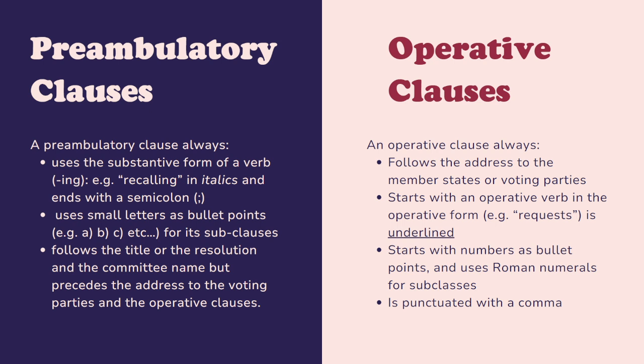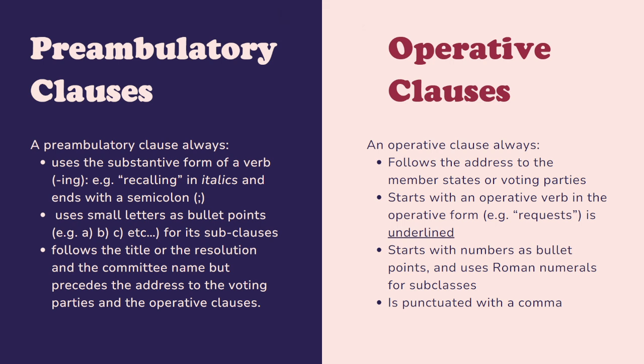An operative clause always follows the address to the member states or voting parties. It starts with an operative verb in the operative form, for example, request, and it's usually underlined. It starts with numbers, so your first operative clause will be numbered 1 dot, and then you have your operative clause. The next one will be 2 dot and so on. You also use Roman numerals for its subclauses, and it's punctuated with a comma. As I said, your last operative clause would end with a full stop. You shouldn't have a full stop anywhere in the document except the last place, because wherever you place the full stop is where your resolution ends. So if your chair isn't really considerate, your resolution would end exactly even before it starts if it's not placed at the correct place.